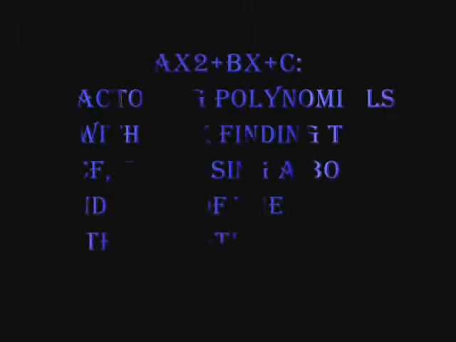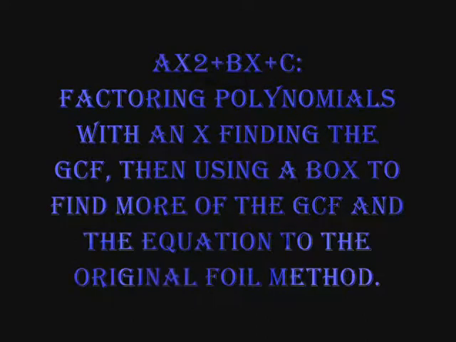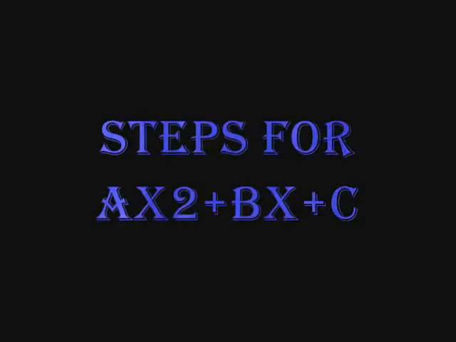Factoring method ax squared plus bx plus c. Ax squared plus bx plus c is the factoring of polynomials with x, finding the GCF, then using a box to find more of the GCF and turning the equation to the original FOIL method. Steps to find ax squared plus bx plus c.